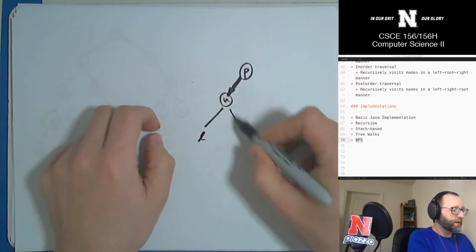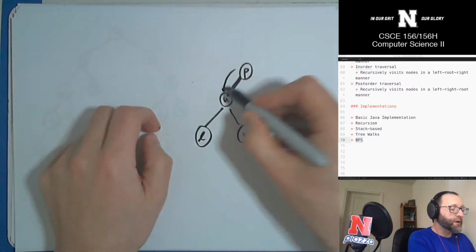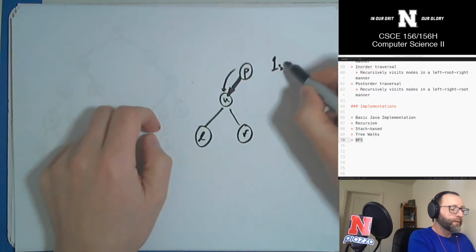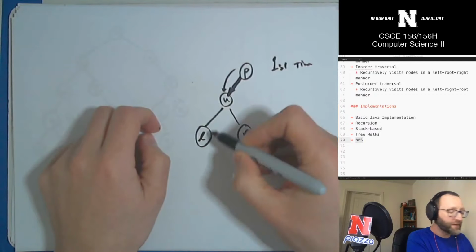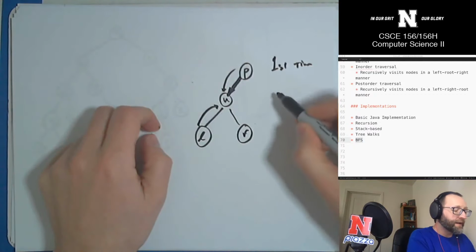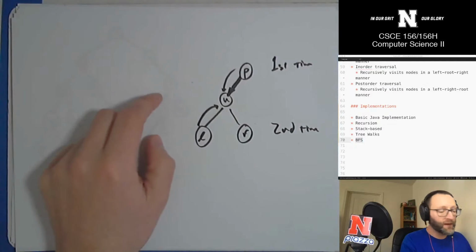We have a left child or a right child. Now we've got three cases. Is this the first time that I've seen it? Or, after processing the entire left subtree, I come back up, and is this the second time I've seen it? That's exactly the same as with an in-order traversal.